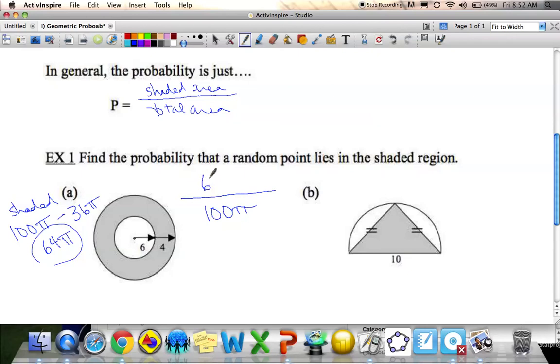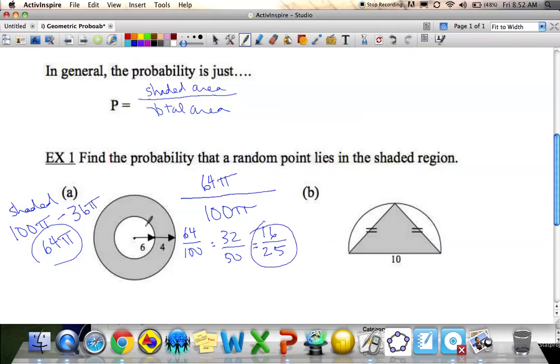So the probability of landing in the shaded area would be 64 pi over 100 pi, which can be simplified to 64 over 100, 32 out of 50, and you keep going until you get the simplest form. I think 16 over 25 is the final answer.